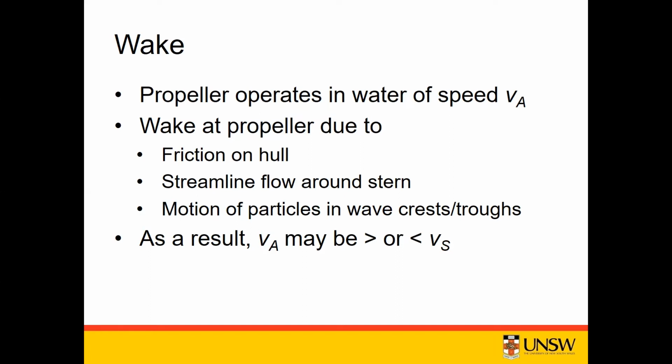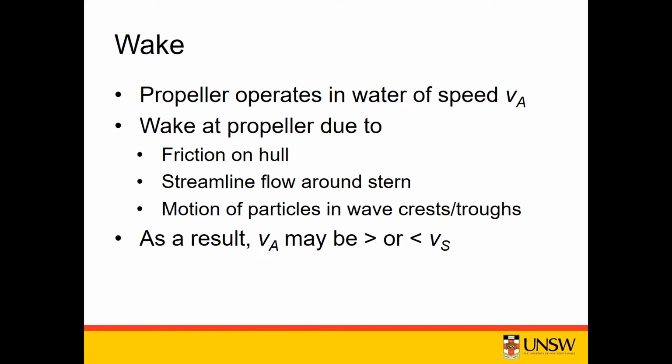and you all know from your fluid mechanics that a ship moving through the water develops a boundary layer as it proceeds, which increases in thickness towards the stern of the vessel. That appears as a slowing of the water flowing past the propeller. There's also the streamline flow as the water comes in around the stern of the vessel, which again is a slowing of the water around the stern.